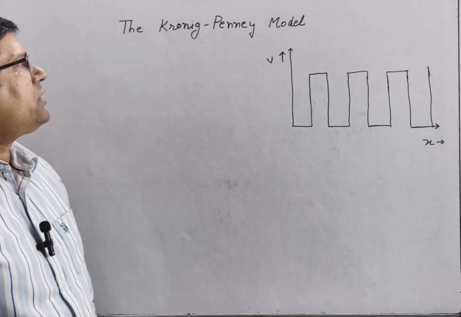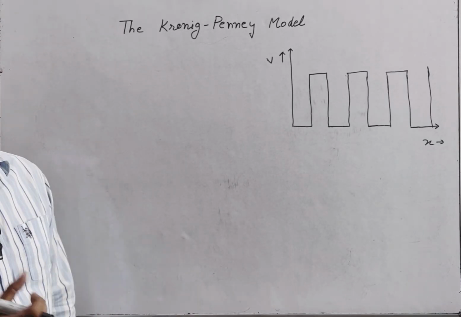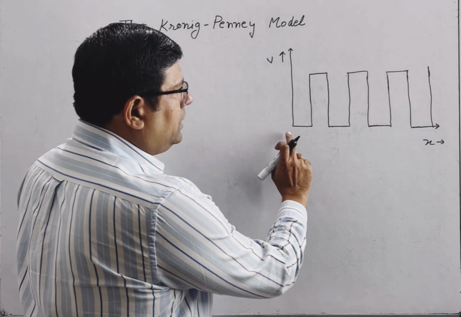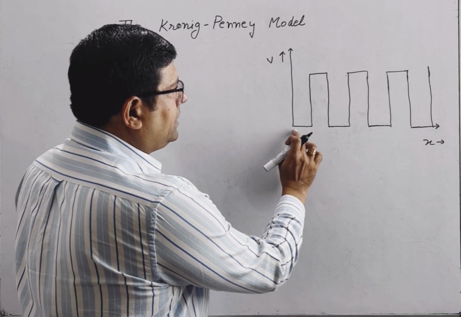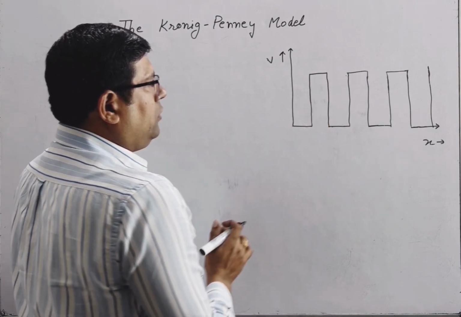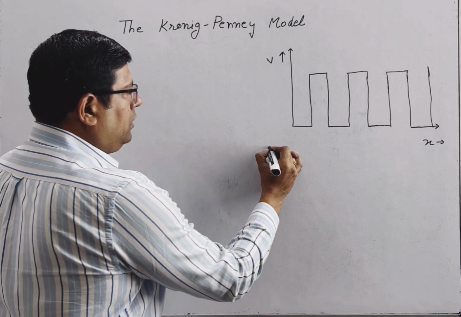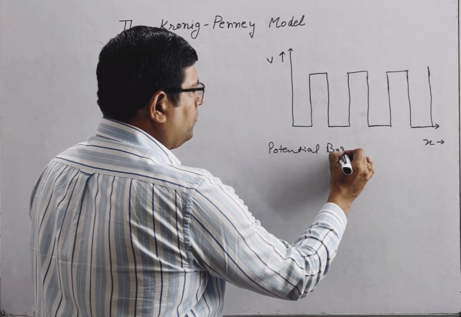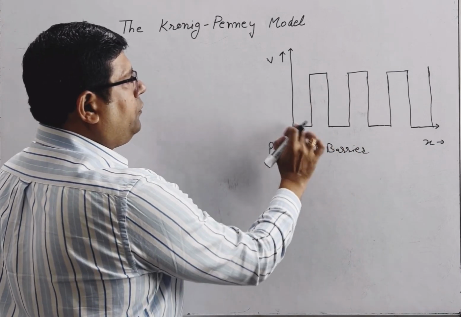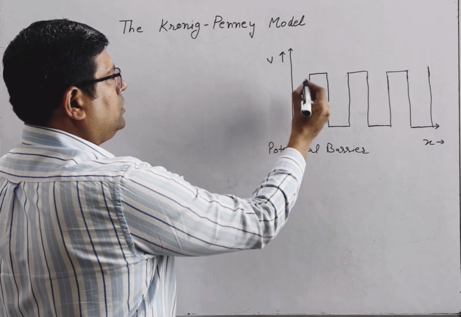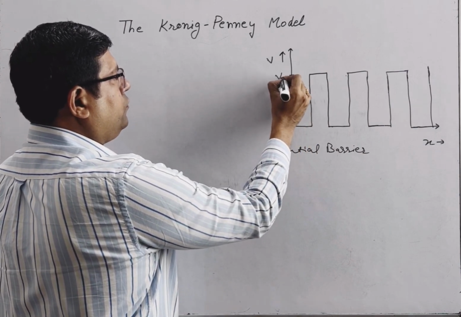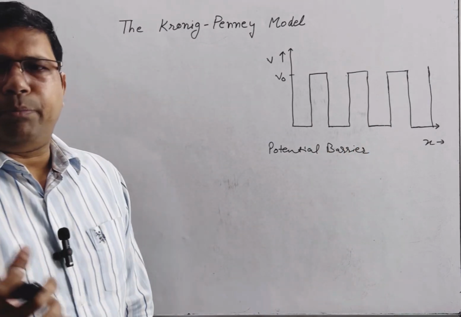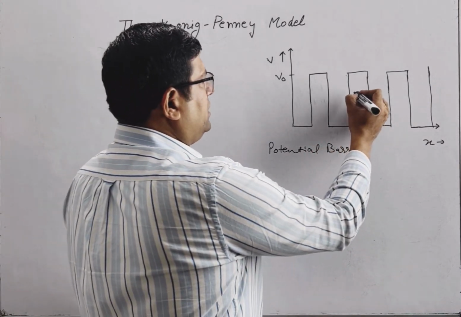In this lecture, I am going to explain the Kronig-Penney model in detail and in a very simplified manner. Kronig and Penney assume the potential inside the crystal as a rectangular potential well or potential barrier, in the form of rectangular steps. So let us assume here the potential is V0 and here the potential is 0. So Kronig and Penney assume two regions here.